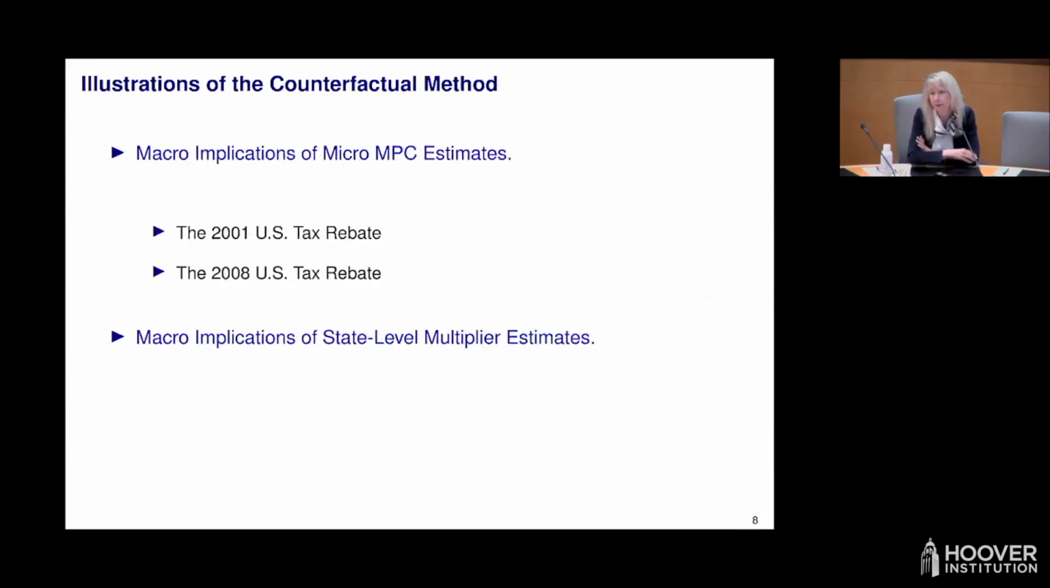Okay, so I'm going to illustrate this method in 3 cases. First, I'm going to look at 2 on the micro MPC case. I'll focus more on the 2001 case in this talk. The 2008, I'll summarize some of the key findings because it's useful to compare the different sorts of reconciliations, but that's mostly dealt with in our separate paper. And then also some macro implications of state level multiplier estimates.